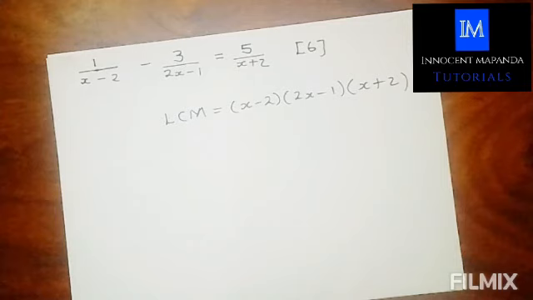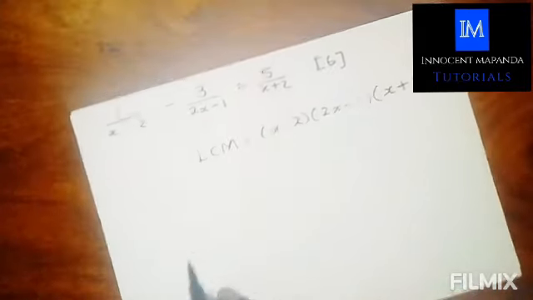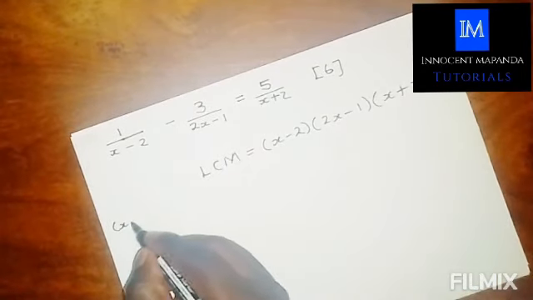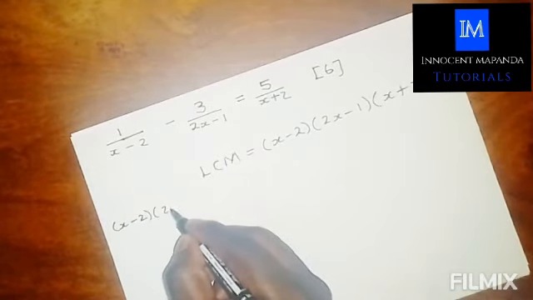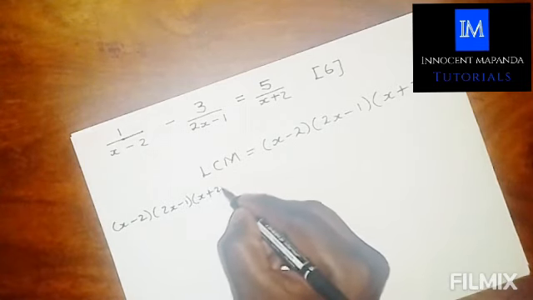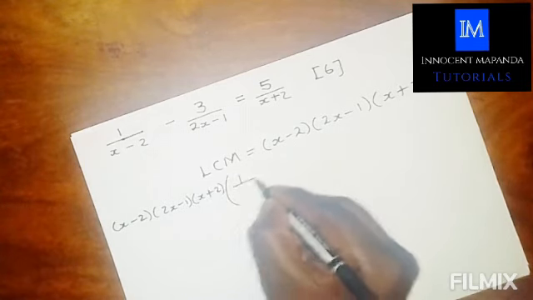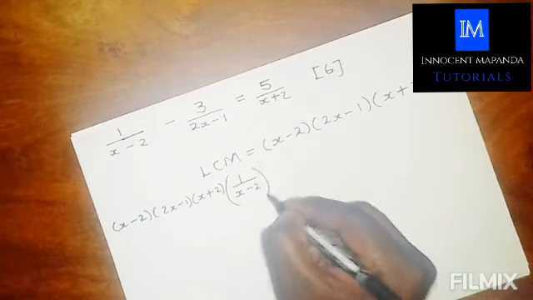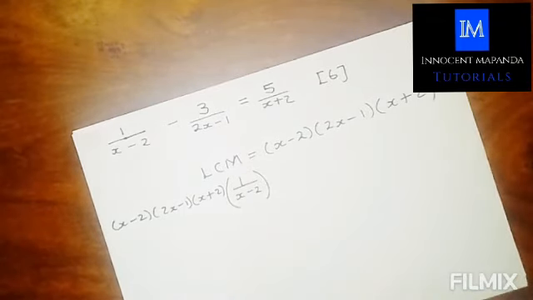So the importance of the LCM is that it helps you to clear the fractions so that you rewrite the equation in a simplified version. So I'm going to multiply each and every fraction, on both sides, by the LCM. So x minus 2, 2x minus 1, x plus 2 is going to multiply 1 over x minus 2, which is the first fraction.